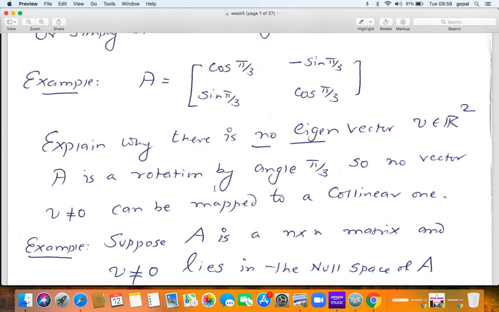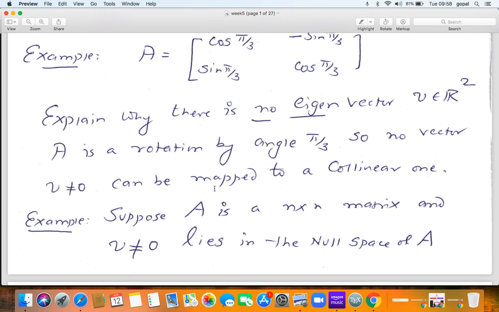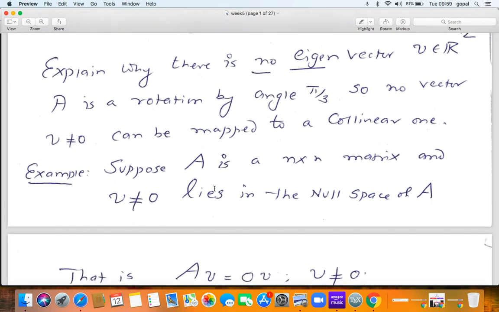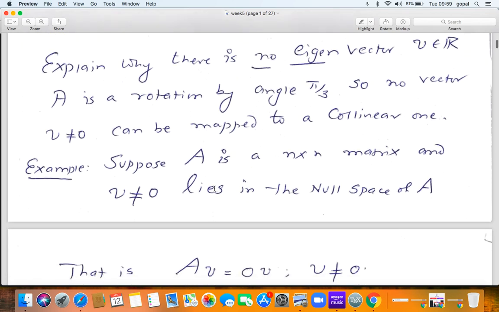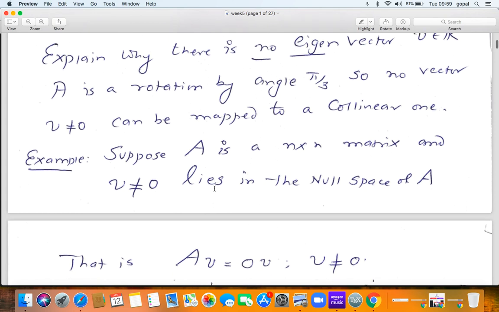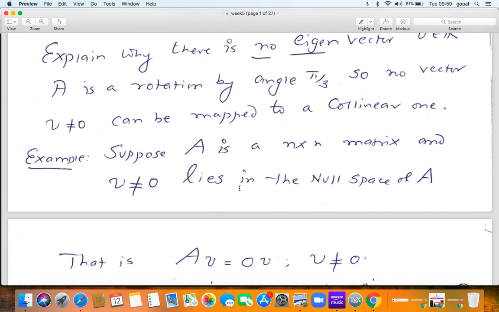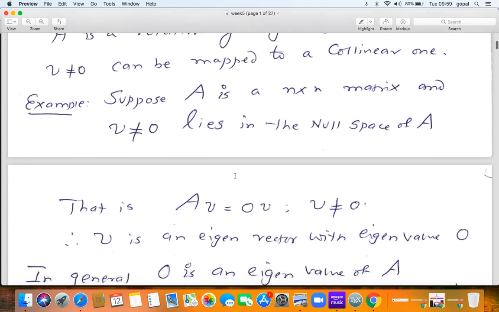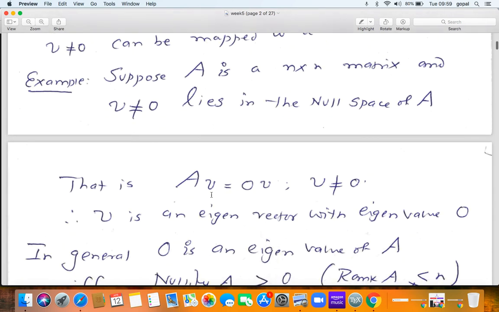On the other hand, let us take a matrix which has a nullity. Suppose a non-zero vector lies in the null space of the matrix. What does it mean to say that v is in the null space? Av equals 0. But 0 is 0 times v. So Av equals 0 times v. And v is non-zero, I'm assuming that there is a non-zero vector in the null space, that is, the nullity is positive. That means v is an eigenvector with eigenvalue 0.